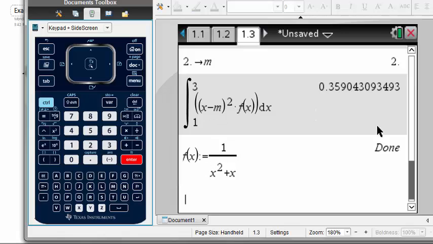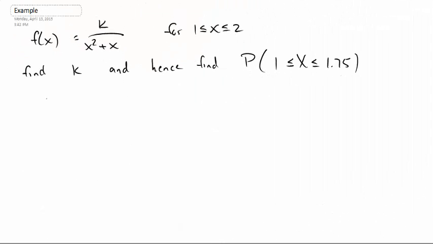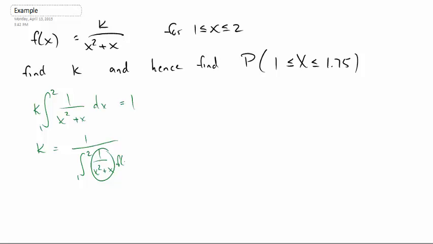f of x is no longer that one from the previous. It is now 1 over this. And remember, our real f of x is k times this, and k is a constant. So we know that the integral, I'm going to rewrite this, k times 1 over x squared plus x dx has to be 1. So k is going to be 1 divided by whatever this definite integral is. And that's what I called f of x in my calculator.